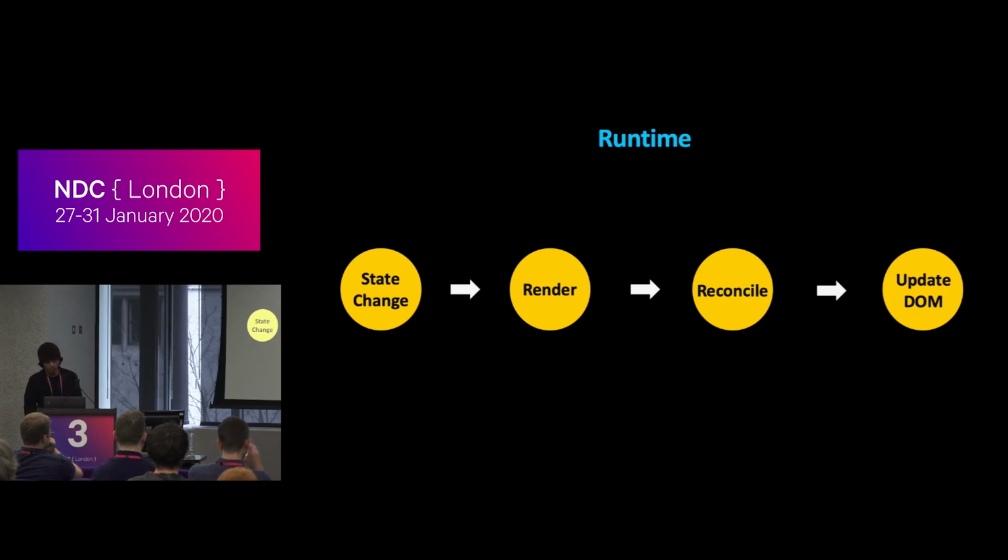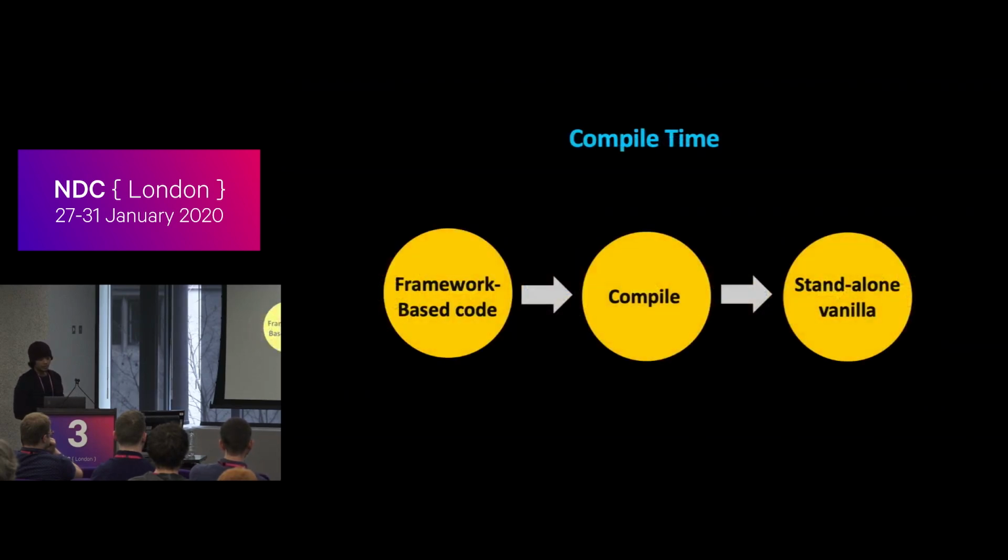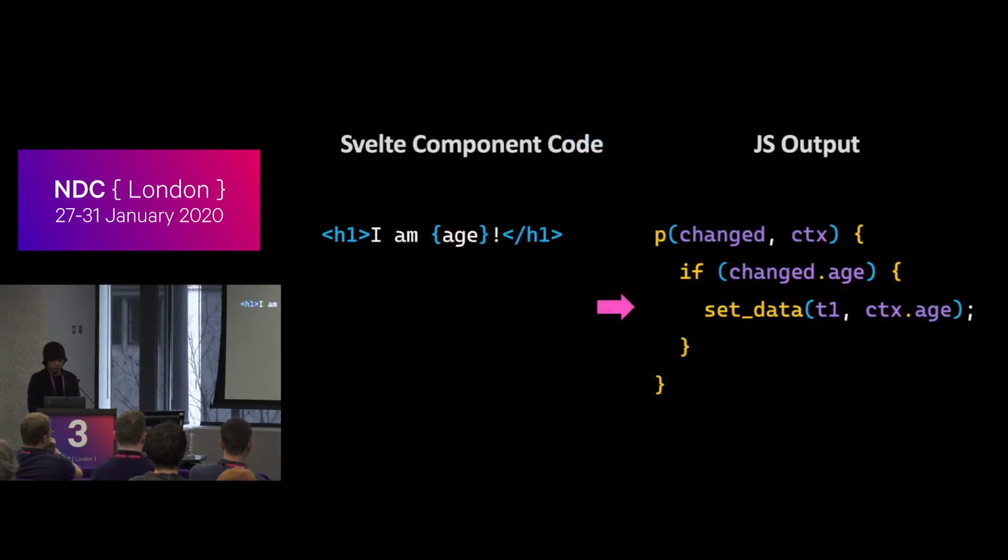So how does Svelte do change detection? Svelte does change detection differently here. Svelte component code will be compiled into vanilla JavaScript with change detection already in place. Okay, so this is almost exactly the update code that Svelte generates.